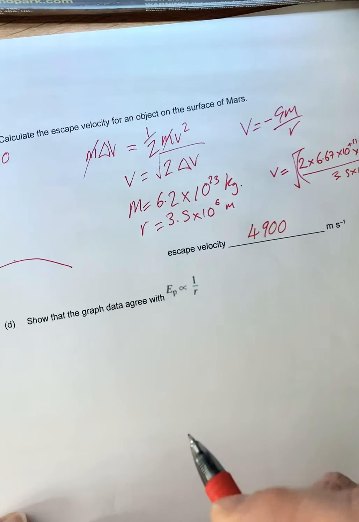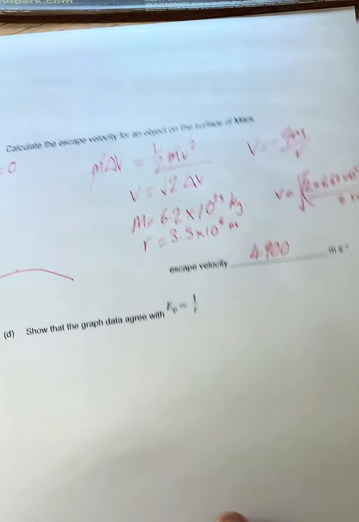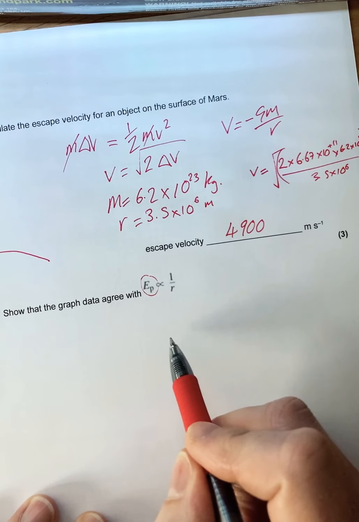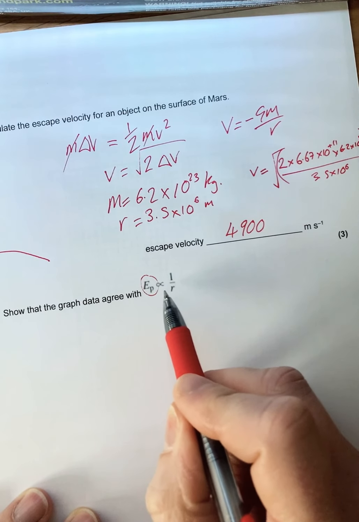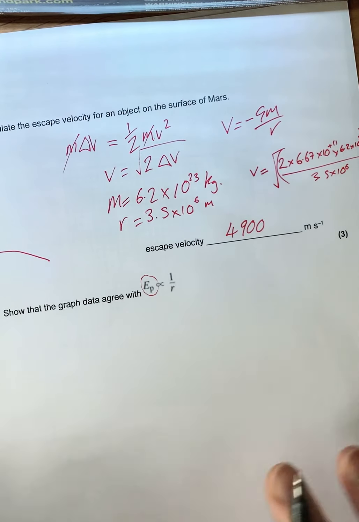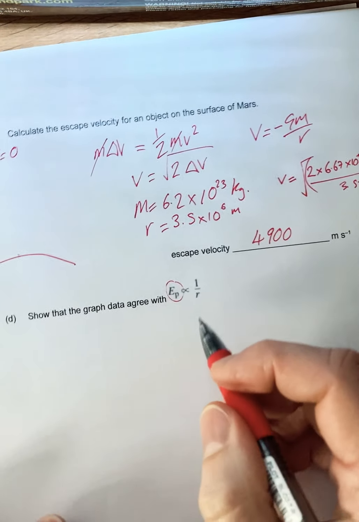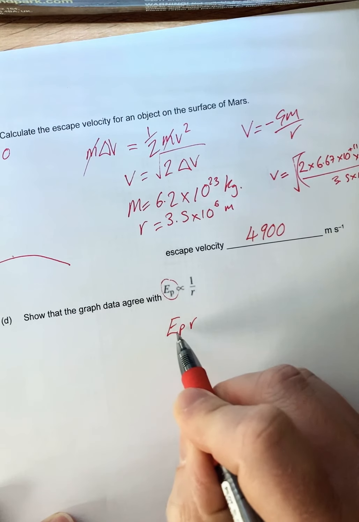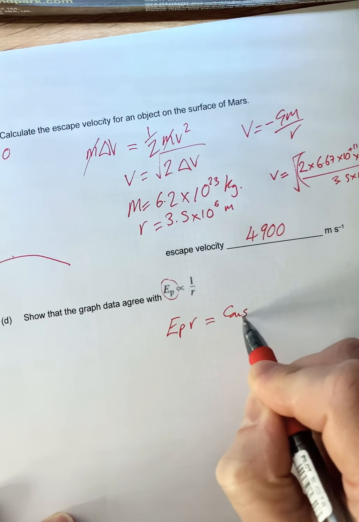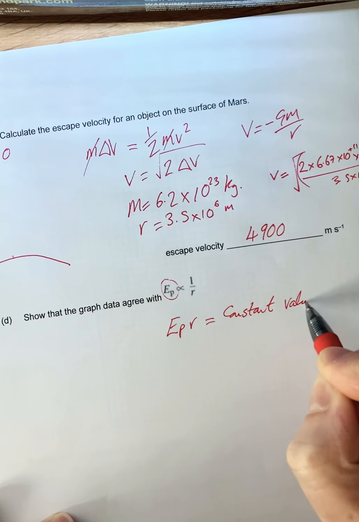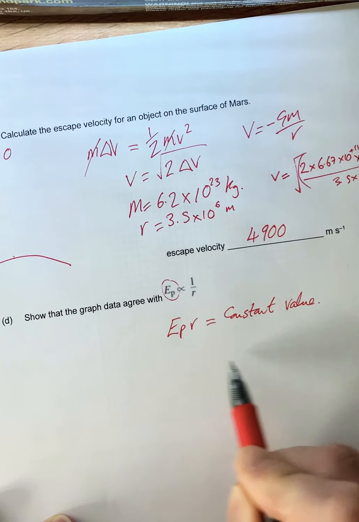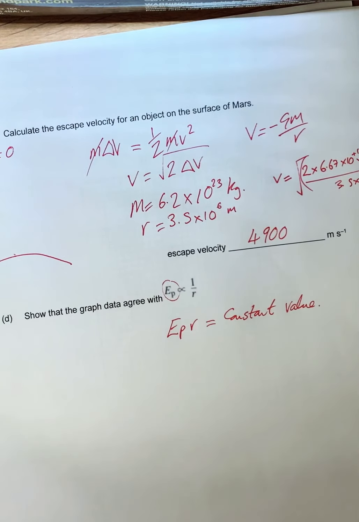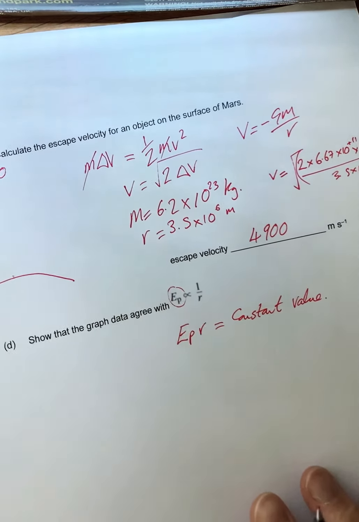And then finally it says show that this graph shows that the gravitational potential energy is inversely proportional to the distance away from the center of the planet. So how would we do that then? Well, if you actually multiply values of EP and R together, you should get a constant value. And if you do keep getting a constant value, then clearly the gravitational potential energy is inversely proportional to the distance from the center of the planet.